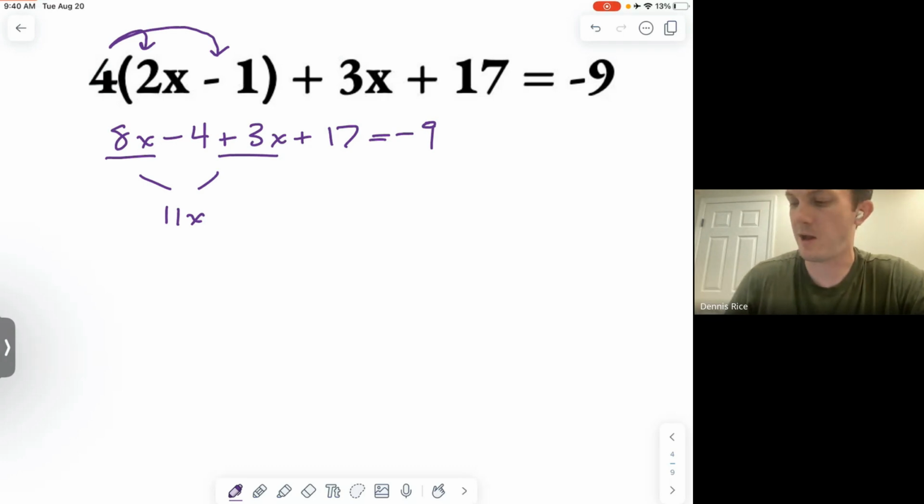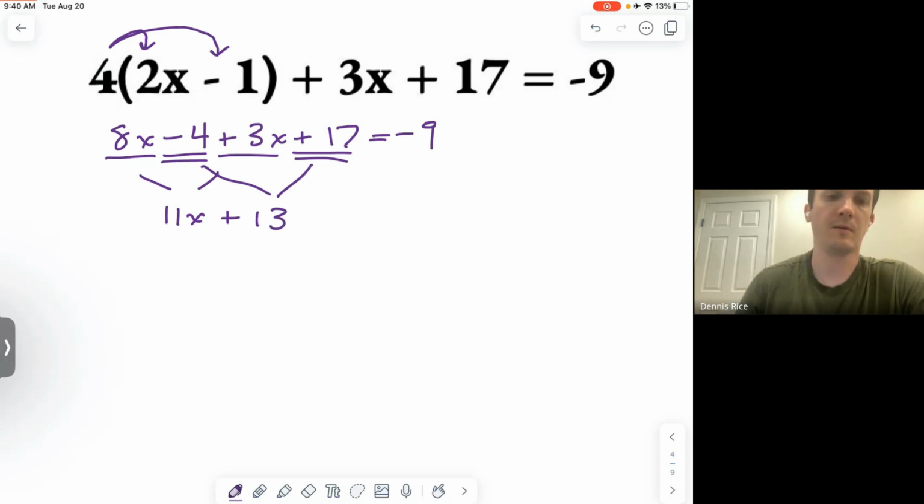And I can also combine constants, regular numbers, -4 and +17. If I combine those, I get 13. Okay, some people doing this quickly will put 21 or something because they're just adding 4 and 17. That is a -4. So adding that with the +17 gives you +13. And now that's set equal to -9.